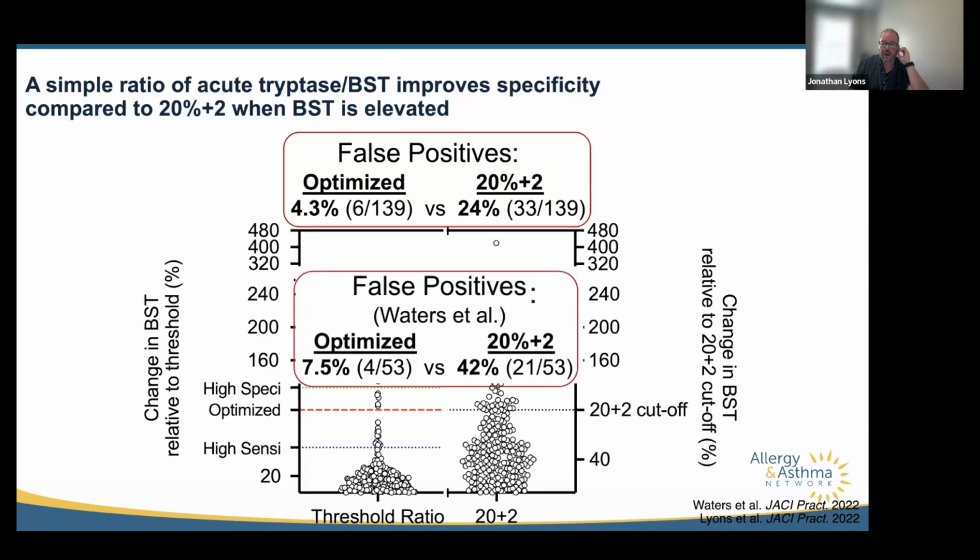Others have seen the same thing, actually even a little bit more profound than ours. It was a smaller study, so it may have exaggerated the effect size, but they saw almost half their patients would have been misclassified as having mast cell degranulation or activation.